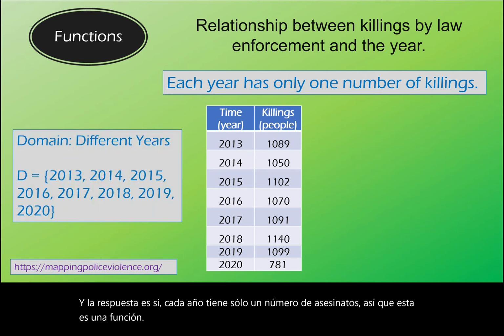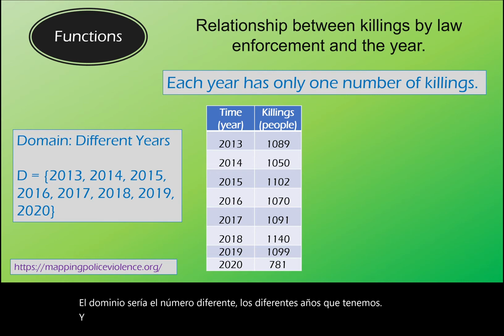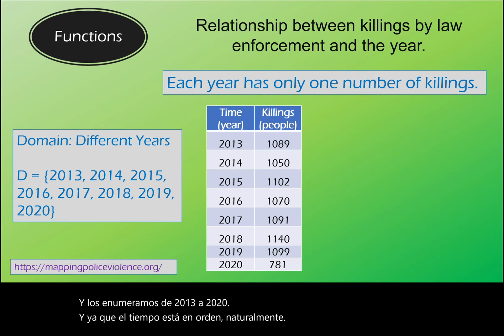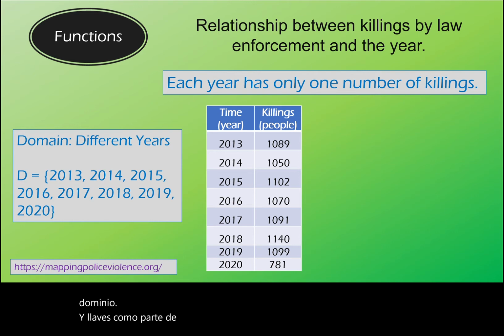The domain would be the different years that we have, and we list them out from 2013 to 2020. Since time is in order, naturally, these values already form an ordered set. The key thing is to use D for domain and curly braces as part of our set notation, with commas in between each value.